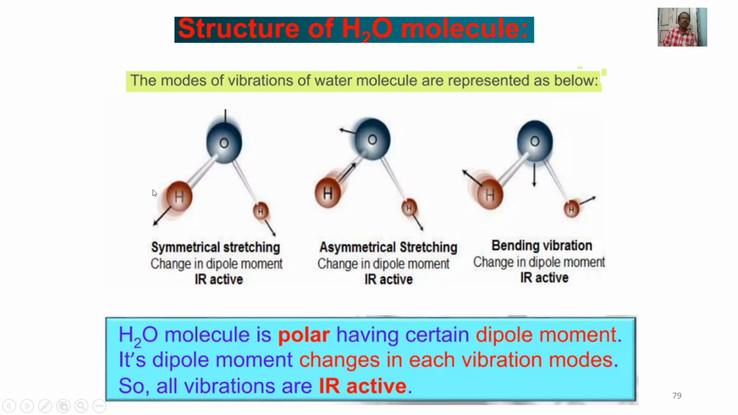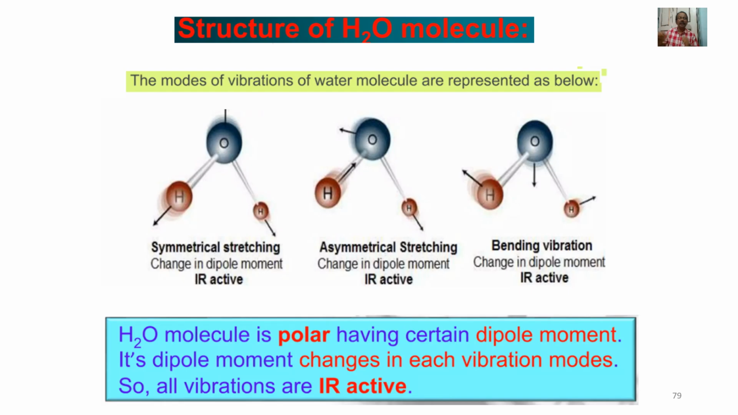The modes of vibration of the water molecule are represented as below. And so this is a symmetrical stretching. In symmetrical stretching, the hydrogen atoms with respect to the oxygen move exactly back and forth like this. So this is called symmetrical stretching. There is a change in dipole moment. So surely it must be IR active.